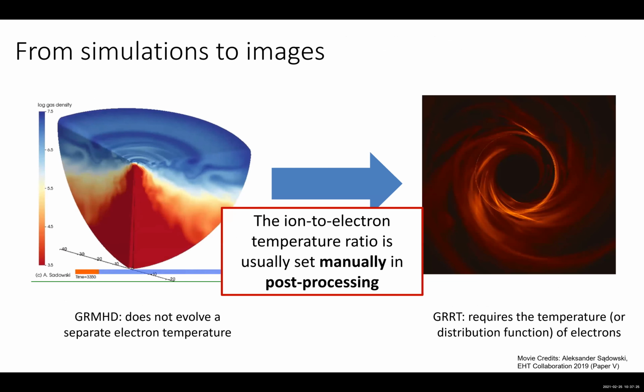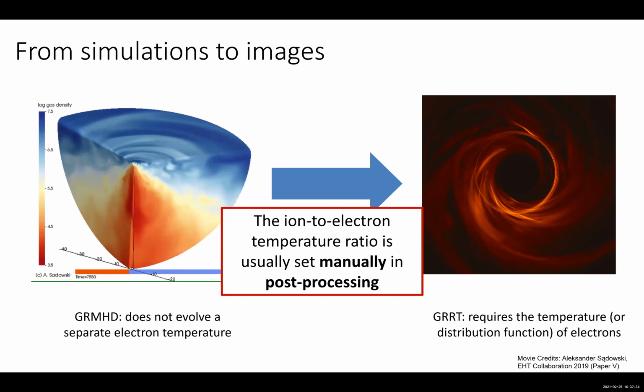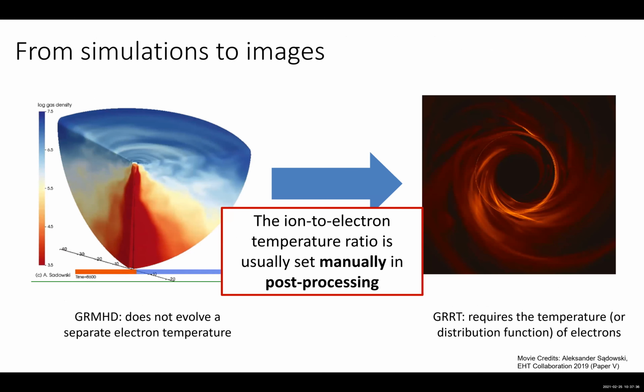So all these effects are important in determining the images we get from simulations that we then want to compare to EHT and ngEHT data. And typically the way that this comparison is done is we run GRMHD simulations that don't evolve for separate electron temperatures, which don't include the effects of radiation, and then try to simulate those effects by assigning an ion to electron temperature ratio in post-processing manually.